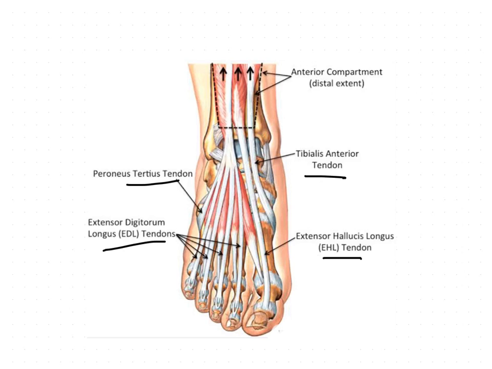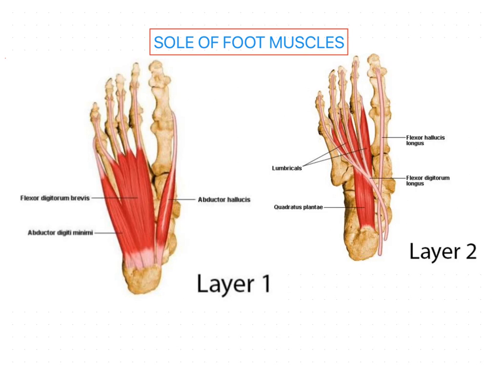Now we'll move on to the sole of the foot. The sole of the foot muscles are divided into 4 layers: the first layer, second layer, third and fourth layer. Now we will see which muscles are present in the first layer. Normally in the first layer we can see 3 muscles.